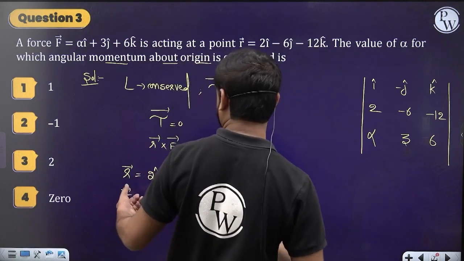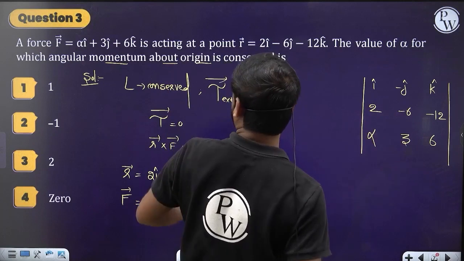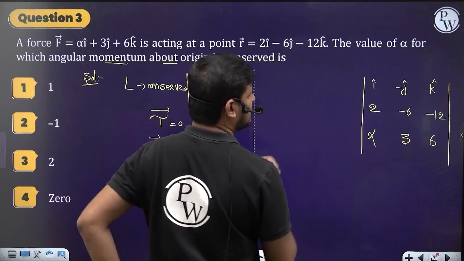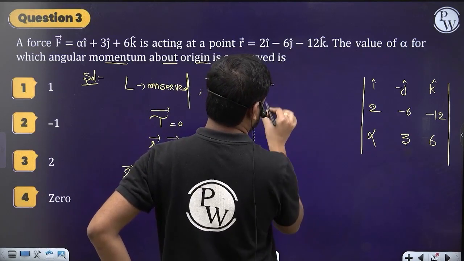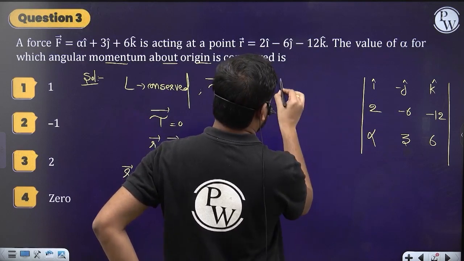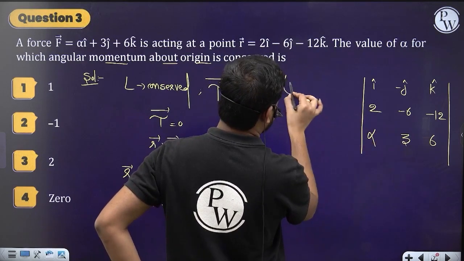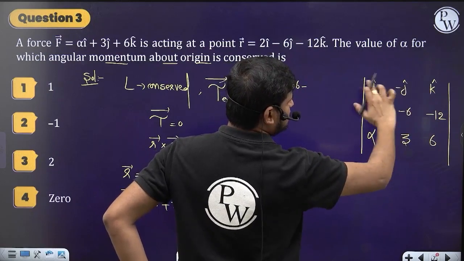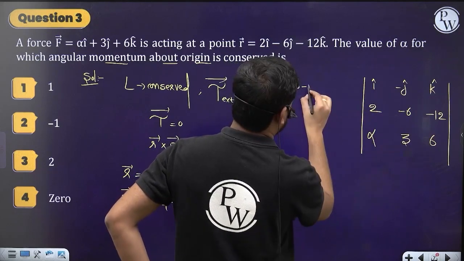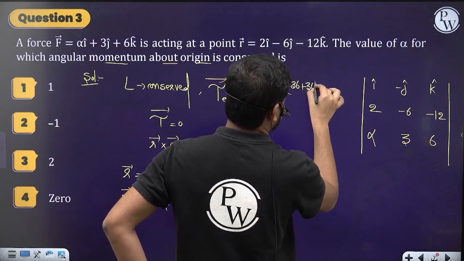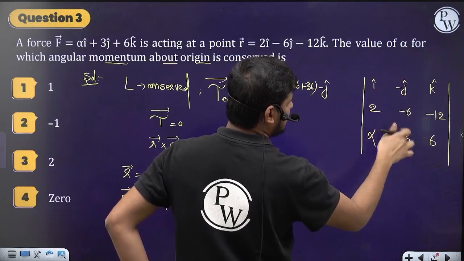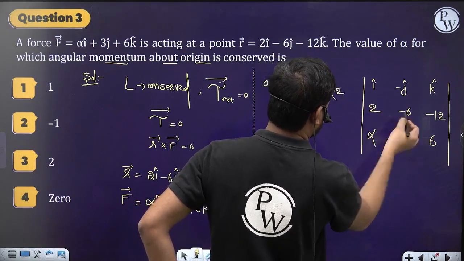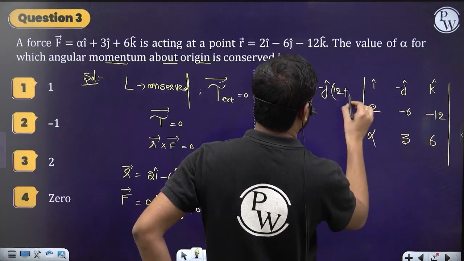R cross F. First I wrote R components 2, minus 6, minus 12 and then alpha, 3, 6, fine. So the torque is equal to 0 and I am writing here i cap into AD minus BC. What is AD minus BC? Close this row, close this column: minus 36 minus of minus 36, which is plus 36. So this will become 0. And minus j cap, close this column and close this row: 12 minus 12 alpha, 2 6s are 12, minus of minus plus, so this will be 12 alpha, fine.